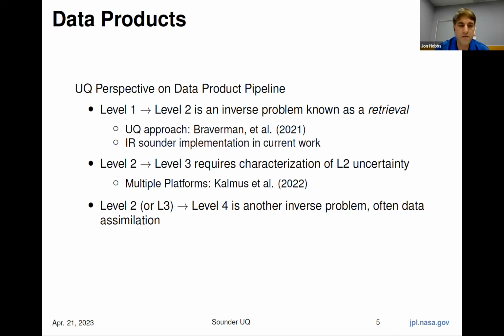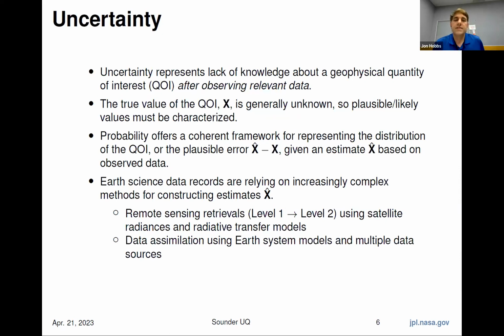And then level 4 is also often an inverse problem. Data assimilation is the classic example of this, and there's often an inverse problem there as well to infer a quantity of interest at that stage. So that is the perspective. Now we'll drill down to this level 1 to level 2 problem.